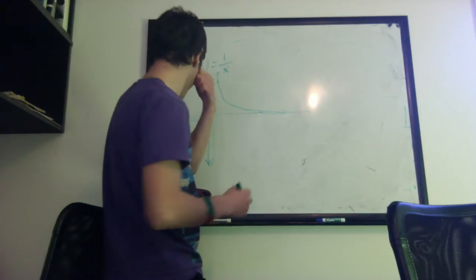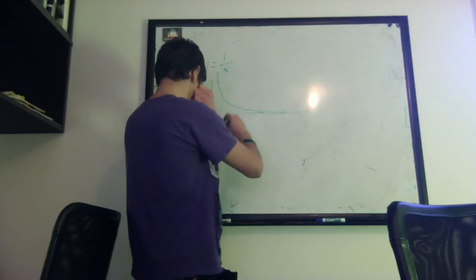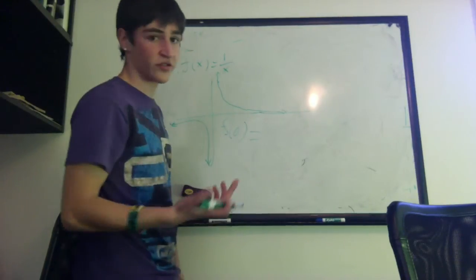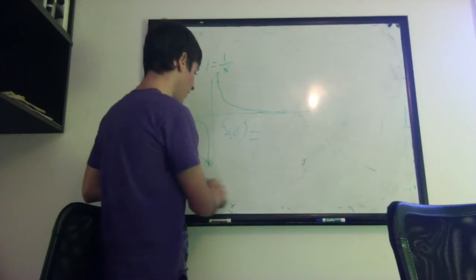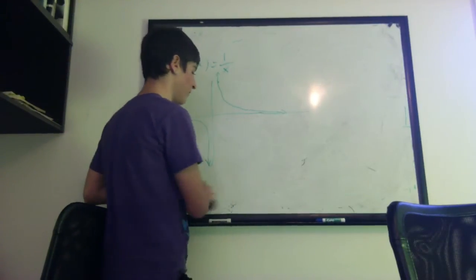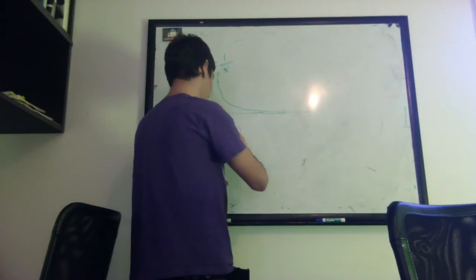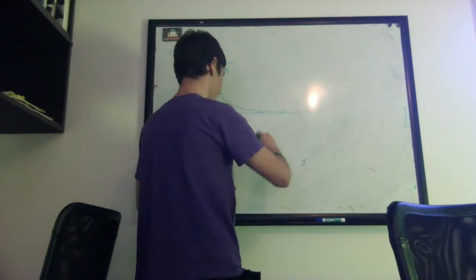Okay. So now we're going to say, what is f of 0? f of 0 is not defined, just because you can't divide by 0. There's no defined way to divide by 0. Now what is the limit as x goes to 0 of f of x?